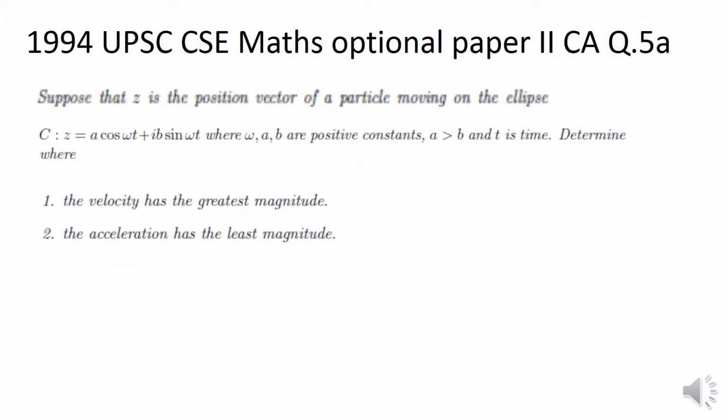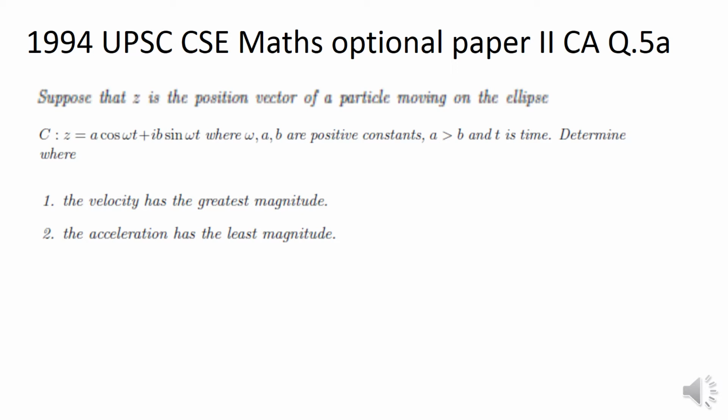Suppose that Z is the position vector of a particle moving on the ellipse C: Z equals a cos omega t plus i b sin omega t, where omega and a, b are positive constants, a is greater than b, and t is time. Determine where the velocity has the greatest magnitude and, second, where the acceleration has the least magnitude.